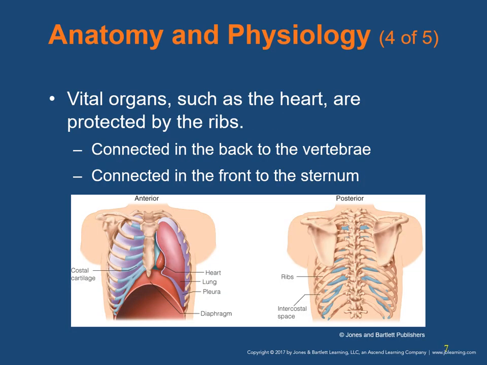The ribs are connected in the back to the vertebrae and in front to the sternum. The trachea divides into the left and right main stem bronchi, which supply air to the lungs. The thoracic cage contains the heart and the great vessels: the aorta, the right and left subclavian arteries and their branches, the pulmonary arteries, and the superior and inferior vena cava.